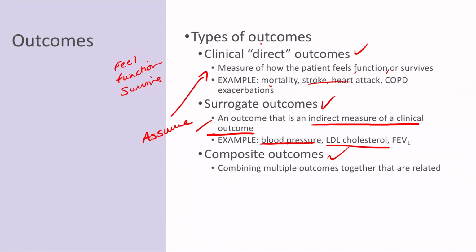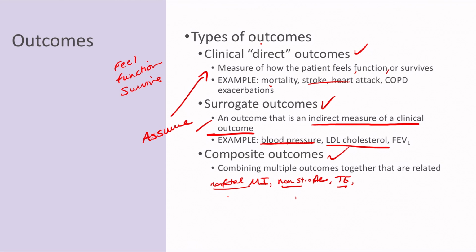And then our final group of outcomes are what's called composite outcomes. These are outcomes where you're trying to combine multiple outcomes. It's a combination of multiple outcomes. So that would be like whenever trials will talk about MI, non-fatal stroke, thromboembolism, things like that. So they'll have all these different outcomes together. And if the patient has any one of these outcomes, it counts as one bad outcome.